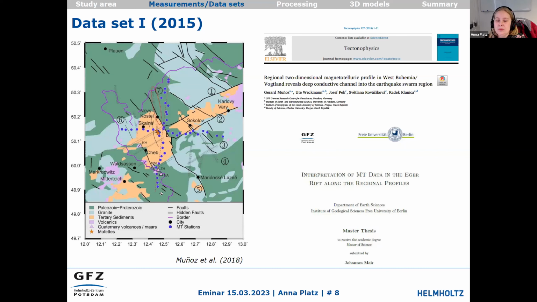Therefore, Muñoz et al. could run the 2D inversion of the north-south profile, and the result of this 2D inversion was already published in 2018 in Tectonophysics. However, recently, a former master student at GFZ reprocessed all of this northern data set with newly developed tools, but also with a lot more time and different processing techniques. And he was really able to significantly improve the data, which I will show later in some examples. And so we now also have a 3D model for this northern part. This is published in a master thesis.